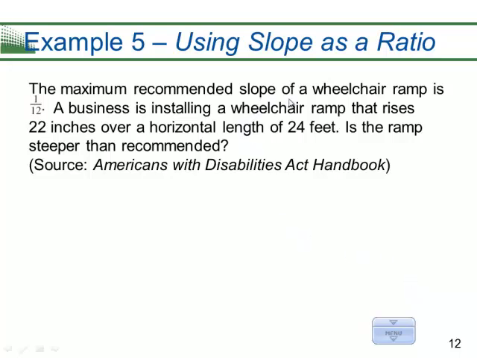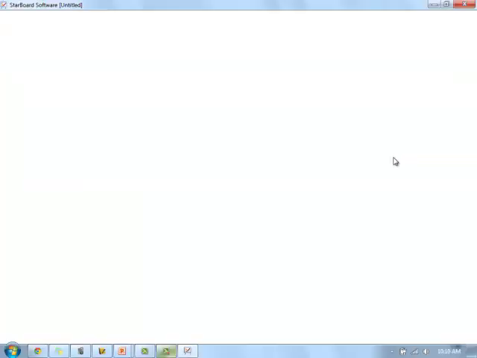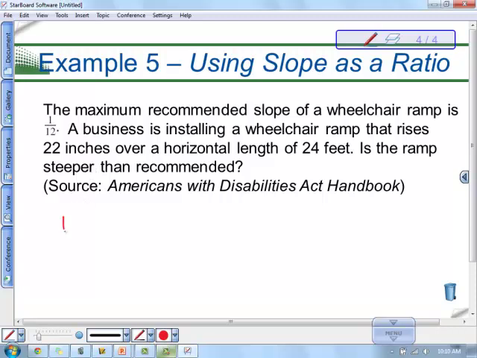The maximum recommended slope of a wheelchair ramp is 1/12. If a business is installing a wheelchair ramp that rises 22 inches over a horizontal length of 24 feet, is the ramp steeper than recommended? Okay, so let's take a look. We need a slope of 1/12. We need a rise of 1 to 12. Well, this ramp rises 22 inches to 24 feet.